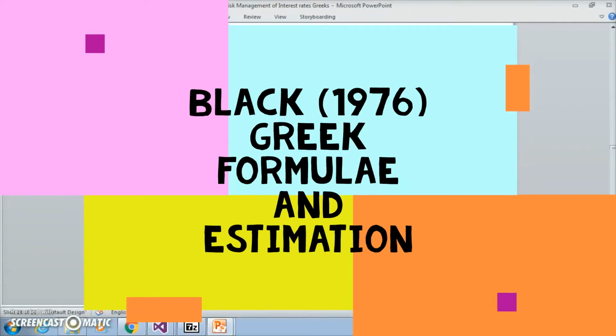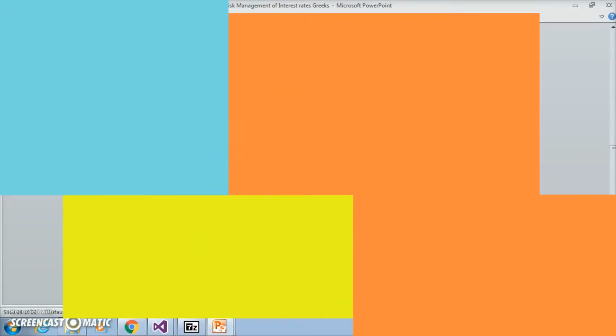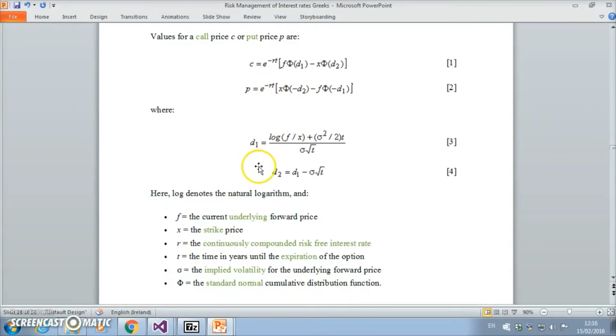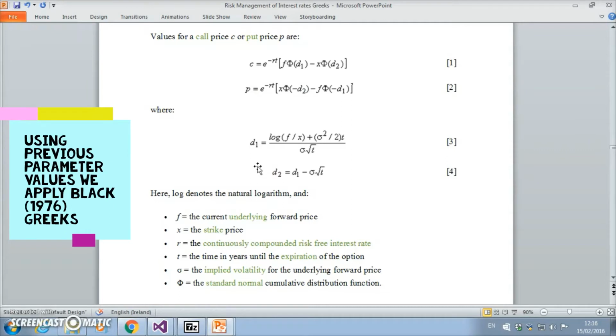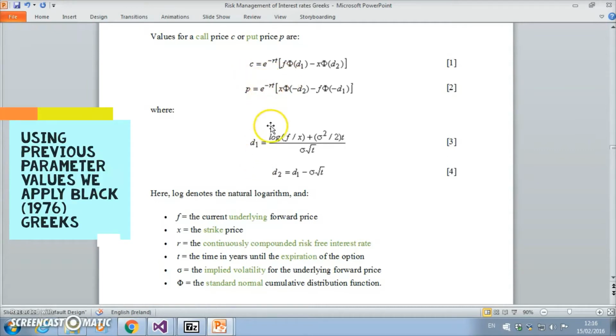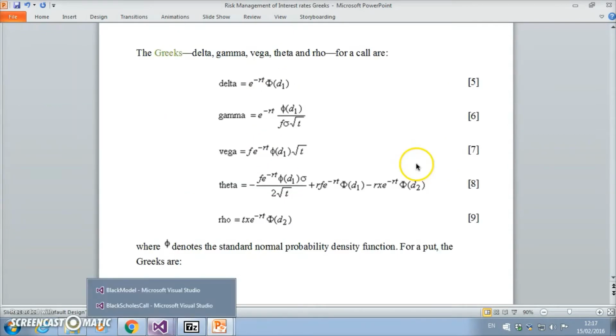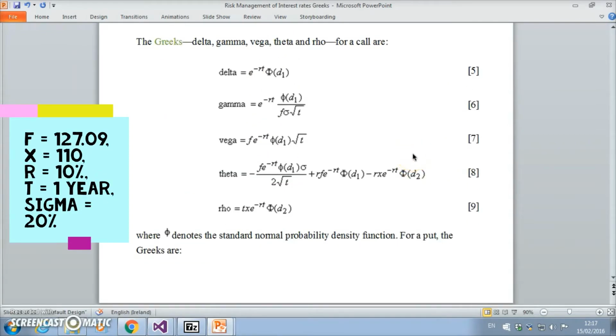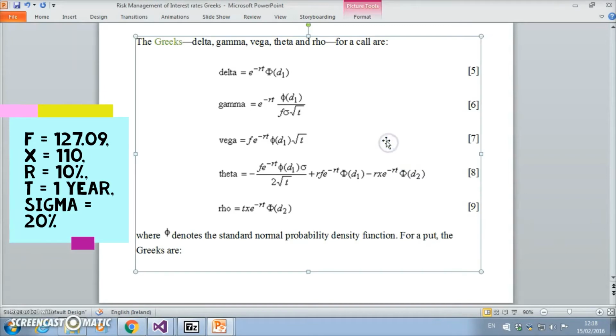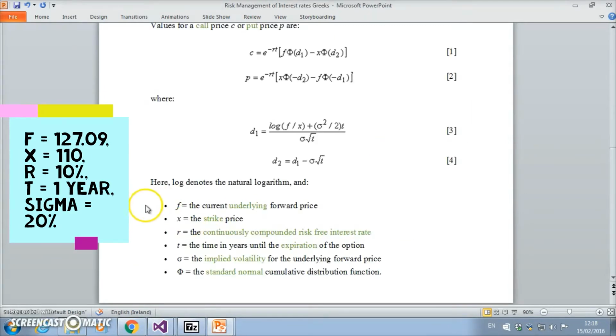Looks like this. I took this from the web a couple of years ago. I can't remember what the source was. It wasn't Wikipedia as far as I remember. But it's just setting out the value of the call and the put, D1, D2. And if I go back, here we have an explanation of the notation.